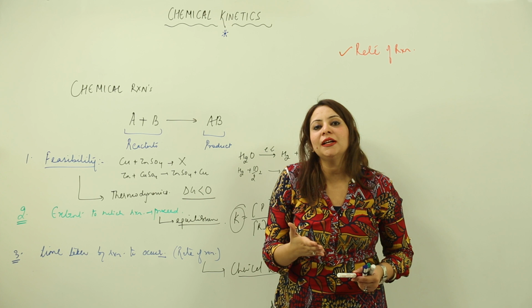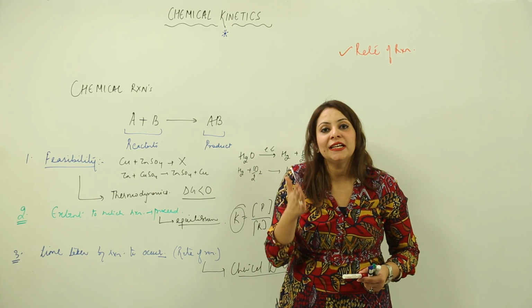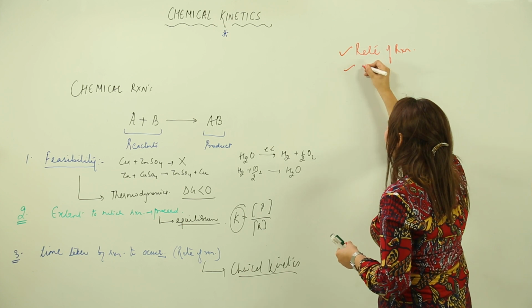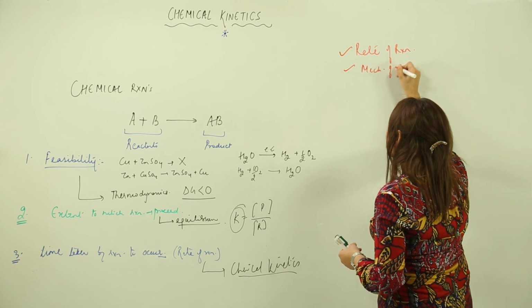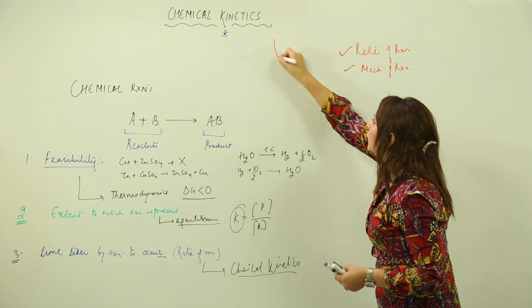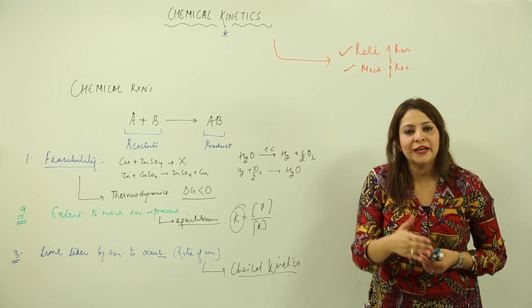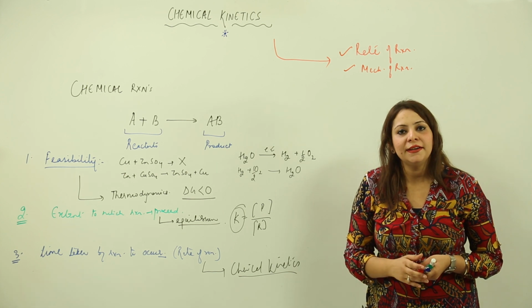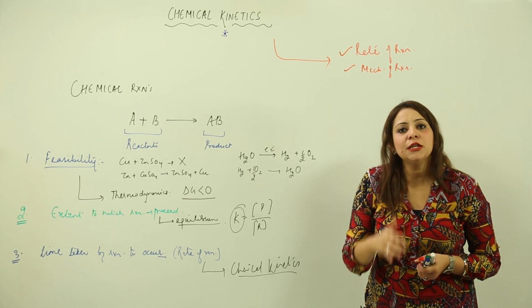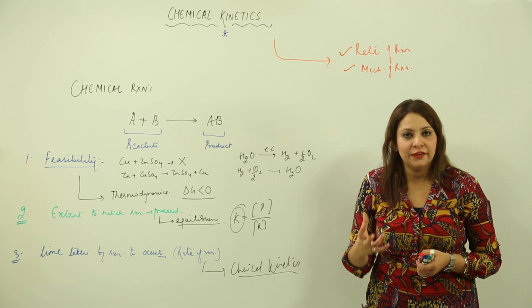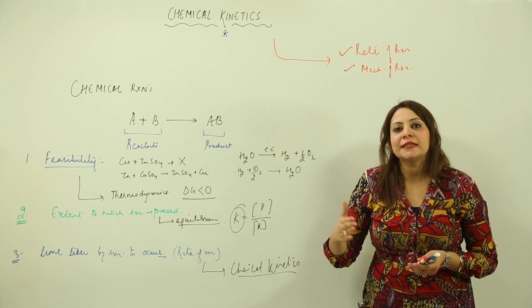So we say that chemical kinetics is a branch of chemistry that deals with the study of rate of reaction and also deals with the study of mechanism of reaction. So this is what chemical kinetics is. Again I am repeating, just write in your copy that chemical kinetics is a branch of chemistry that deals with the study of rate of reaction and the mechanism involved in the reaction. So this is what chemical kinetics is.